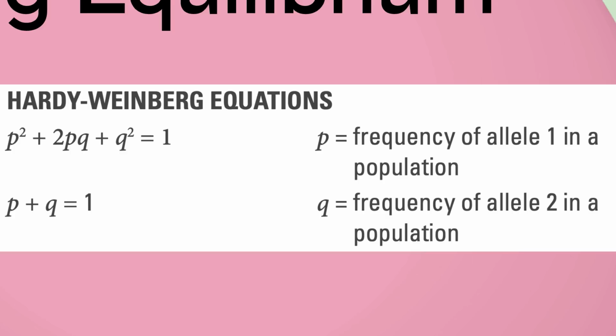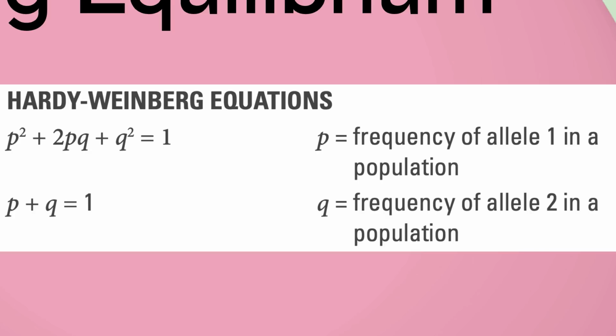They say P is the frequency of the first allele, generally the dominant allele in a population, and Q is the frequency of the other allele, the recessive allele in the population. So that should tell you that the equation P plus Q equals 1 is what we should use if the problem is asking about allele frequencies.